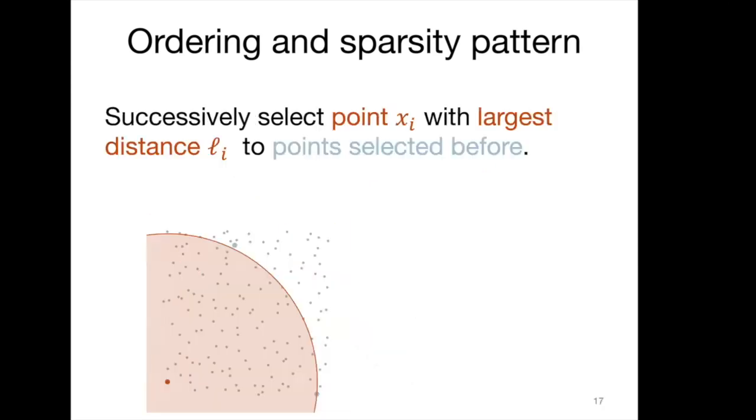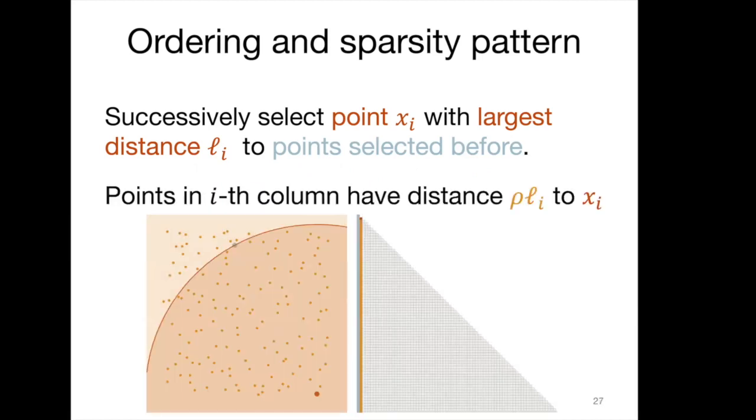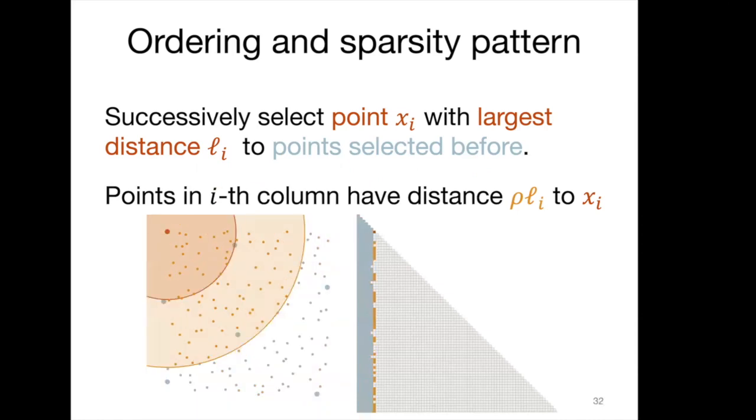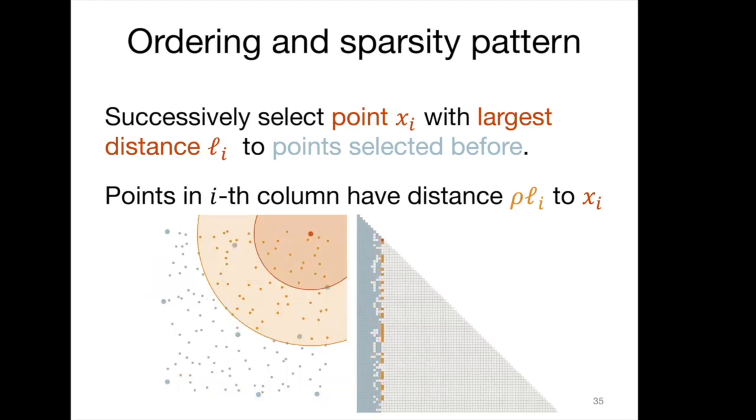And alternatively, we can also do a coarse-to-fine ordering with what's often called lazy wavelets, which just means we keep ordering the points by selecting the point that is furthest from the points that we have already selected. And then we again pick our sparsity set as the entries that are within a constant rho times the length scale, so the distance from the nearby points of each of the points.